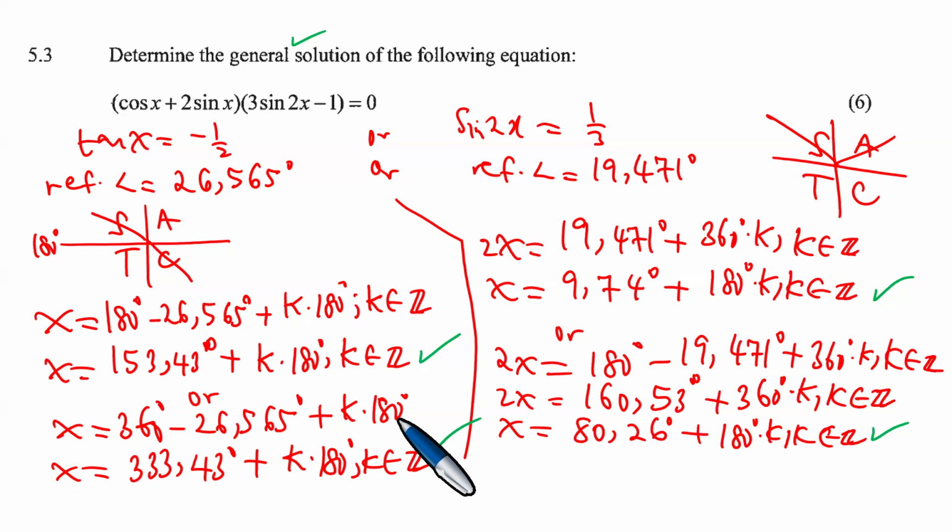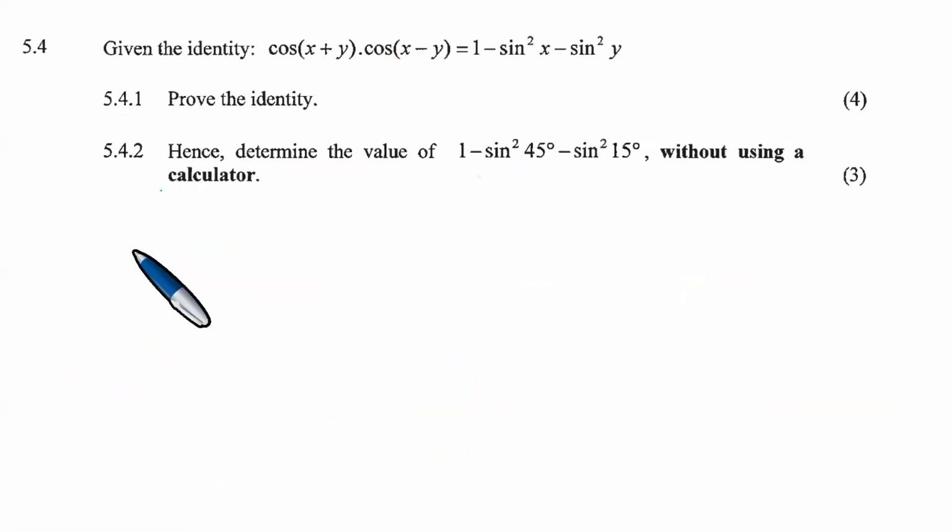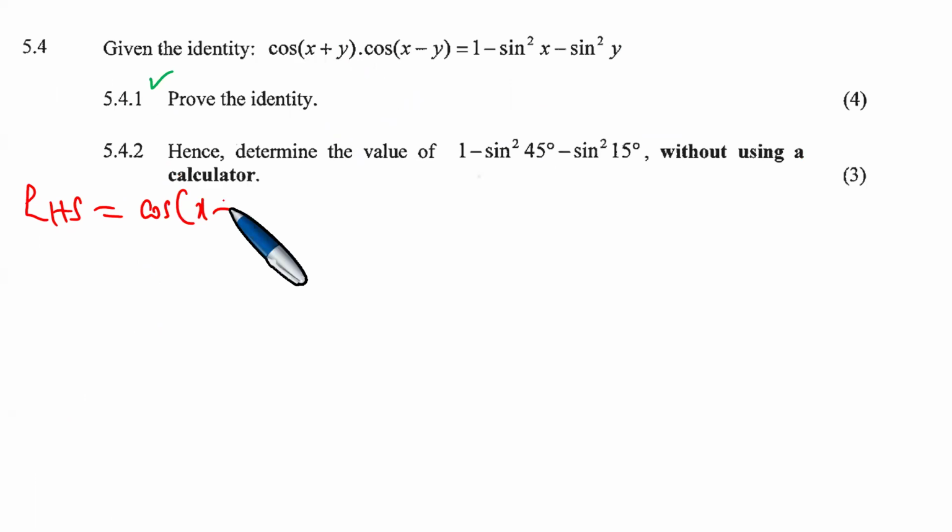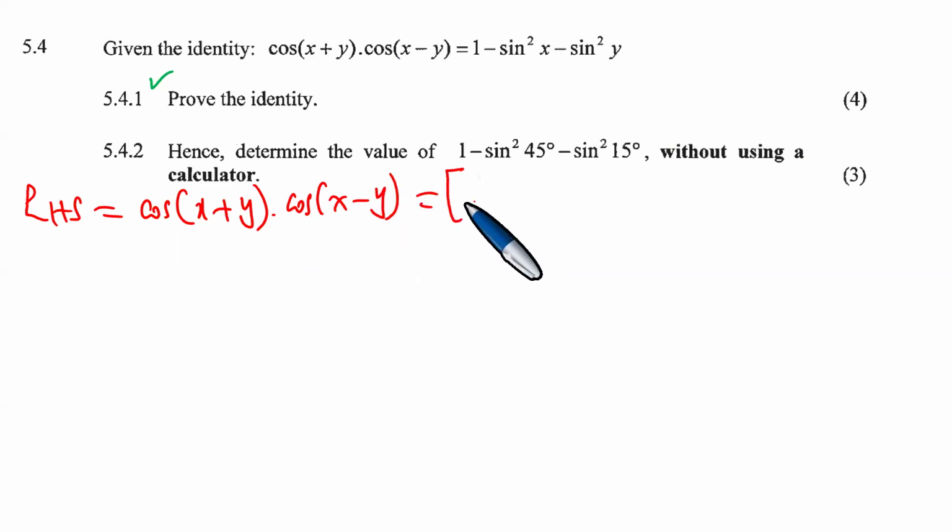Let's look at the next question. In the next case, we've been given an identity, and we need to prove this identity. It's pretty straightforward to prove. So we're looking at 5.4.1. To prove this, we need to let the left-hand side of the equation. We can prove it either way: either we take the left to produce the right, or the right to produce the left. It's an identity, and I decided to include this one here. So we have the cosine of x minus y, which is cosine x cosine y minus sine x sine y.